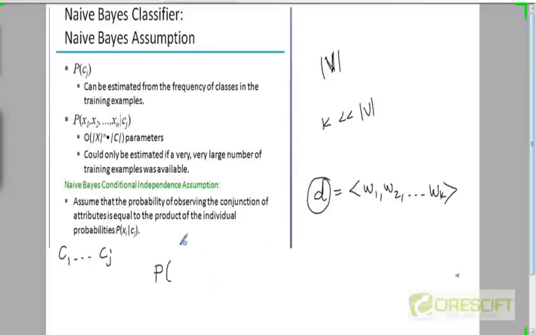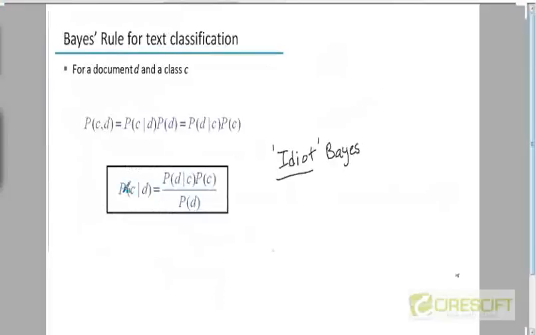So you will compute for each class C the probability that, given this document, it falls into the class C. And for this, you would use Bayes theorem. Given this document D, what is the probability that it falls into class C? That's given by the right hand side.